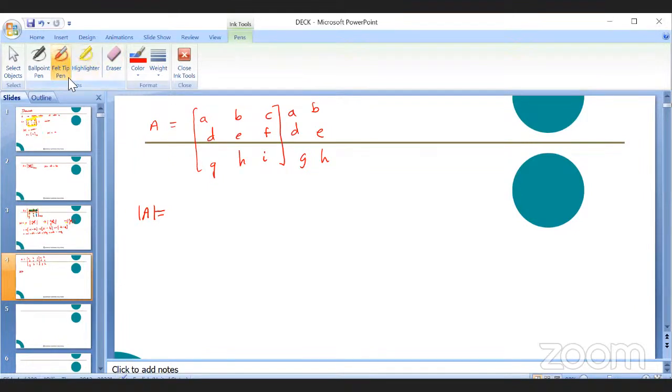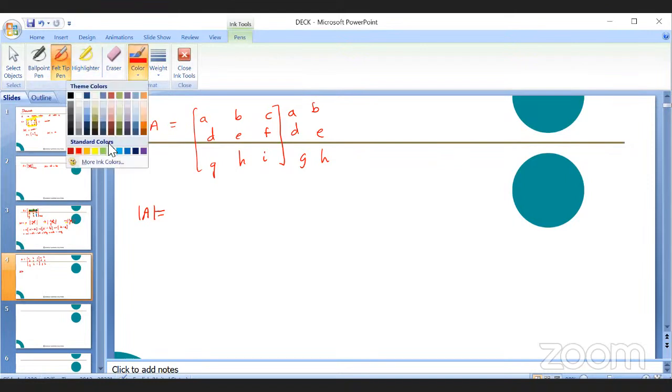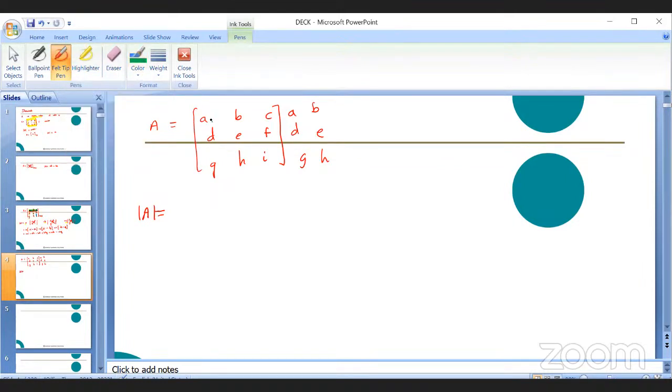Now, how will you multiply? You see here. The way of multiplication is different. A, E, I. These three you will multiply. That is the first step. Then next, crossway. B, F, G. So plus B, F, G. Plus C, D, H. You will multiply. So now all these are plus.